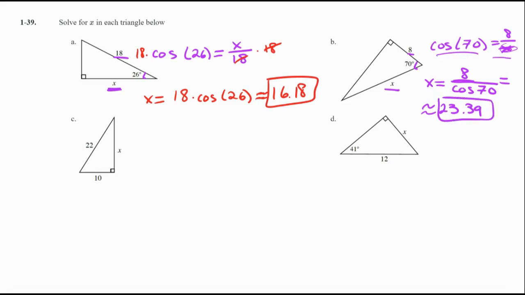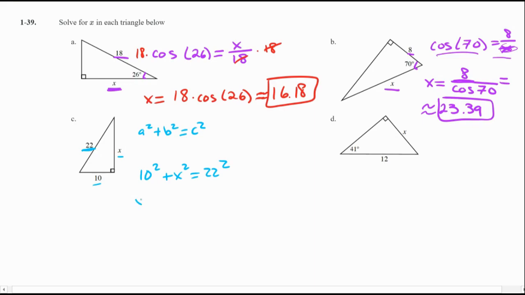Moving on to C, we got this one here. I don't even have an angle, so I'm not going to use SohCahToa. When I have three sides of a right triangle, what am I going to use? The Pythagorean theorem, which is a squared plus b squared equals c squared. The c squared is the hypotenuse here, which is 22. So in this case, I got 10 squared plus x squared equals 22 squared.